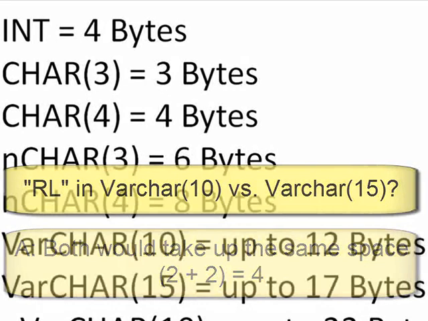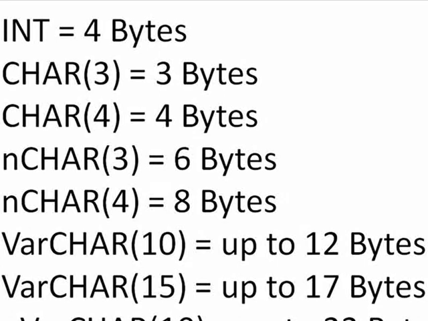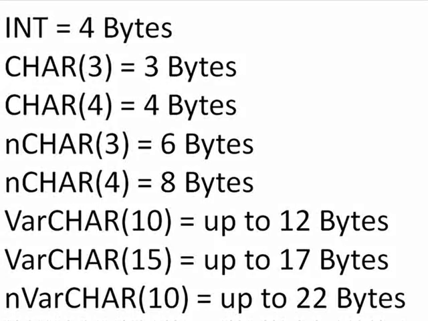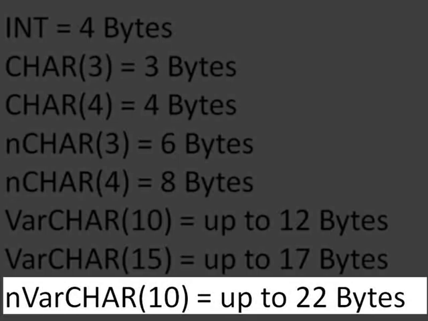If it costs 2 bytes just to own a variable length character, how about a variable length of Unicode characters? Now, how about an nvarchar 10? We know that could take up to 20 bytes worth of Unicode characters. Since 2 bytes are dedicated to the variable block, and an nvarchar 10 can take up to 20 bytes of payload data, the total consumption possibility for an nvarchar 10 is 22 bytes.